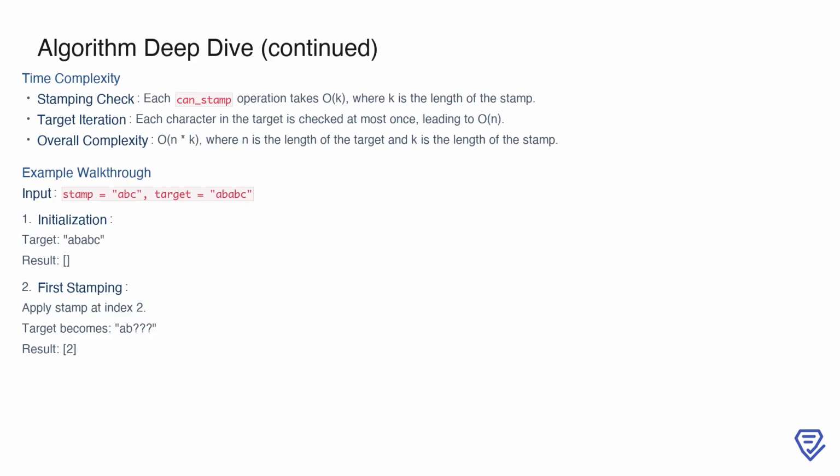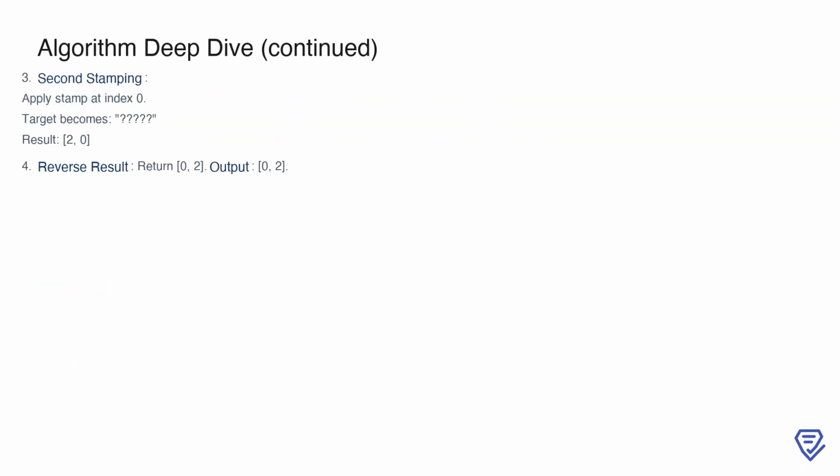To illustrate, consider the example input where the stamp is ABC and the target is ababc. Initially, the target is ababc, and the result list is empty. In the first stamping operation, we apply the stamp at index 2. This transforms the target into ab???, and we add index 2 to the result list. Next, we apply the stamp at index 0, which fully erases the target, turning it into ?????. We then add index 0 to the result list.